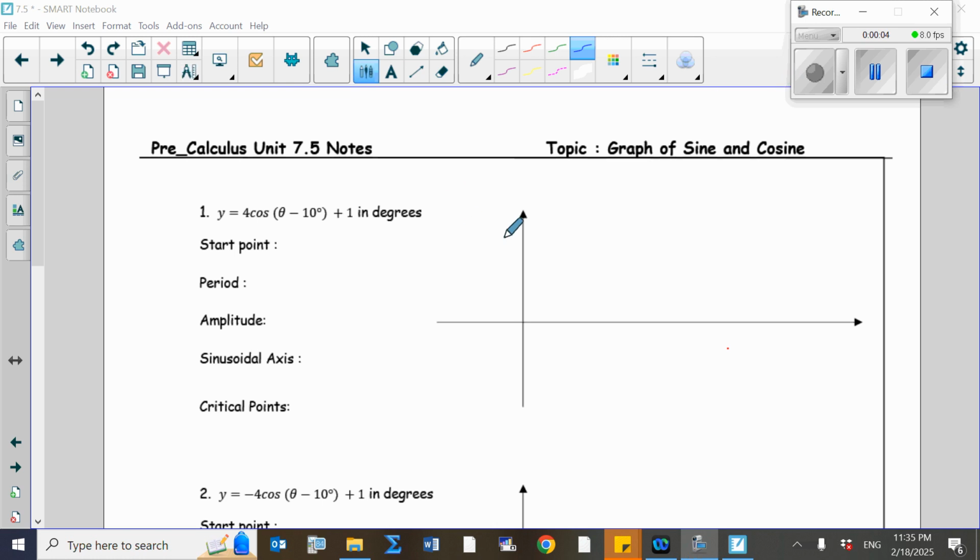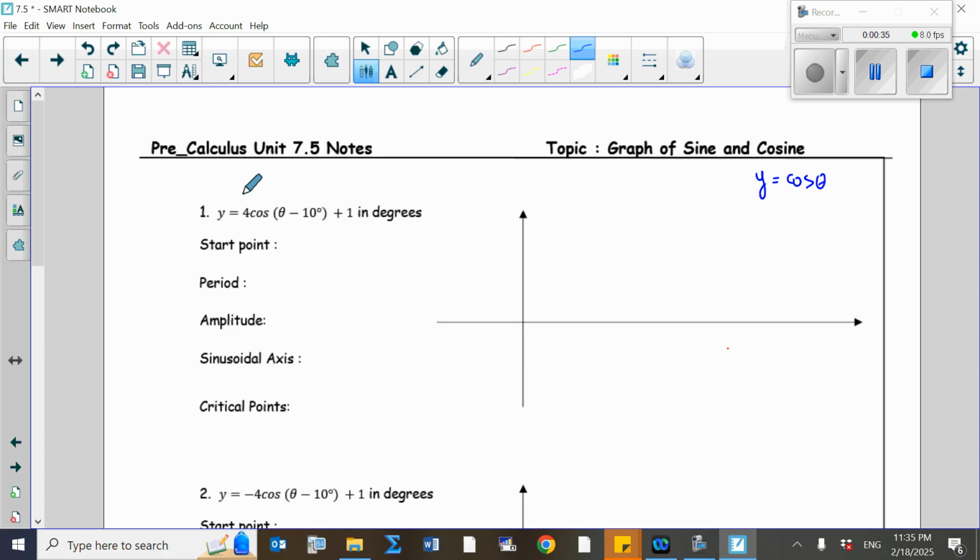Hi everyone. In this lesson, the second part of the video of lesson 7.5, we're going to learn how to graph the transformed sine and cosine function. So you see that we have a function here, 4 cosine of theta minus 10 plus 1. The parent function was y equal to cosine of theta, but there are some values added and subtracted to this function, so the function will be transformed.